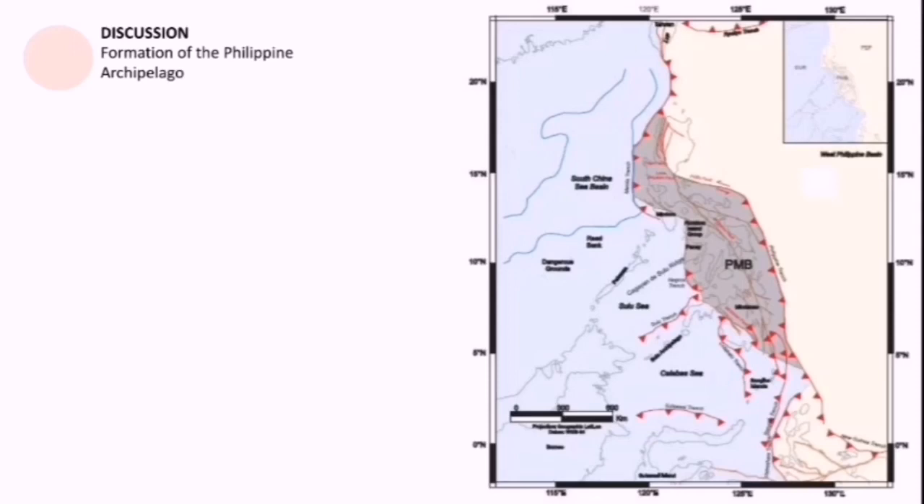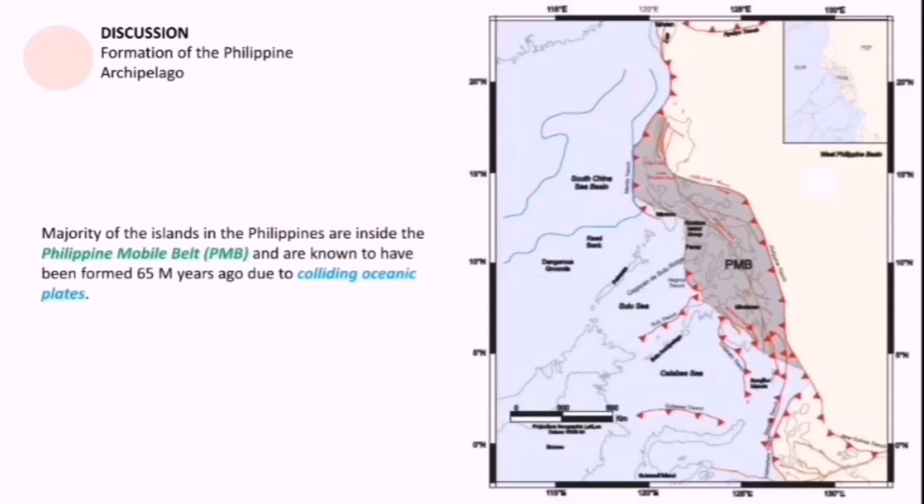Okay, so for this discussion, we'll be talking about how the Philippine archipelago was formed. As you observe in the photo, it is showing the Philippine Mobile Belt, and the majority of the islands in the Philippine archipelago are actually included in that Philippine Mobile Belt. These are known to have been formed 65 million years ago due to colliding oceanic plates.